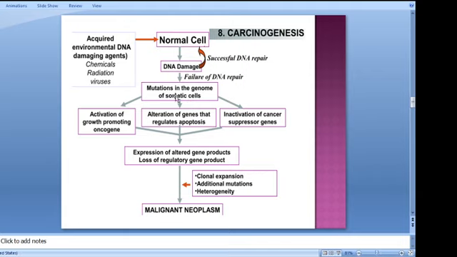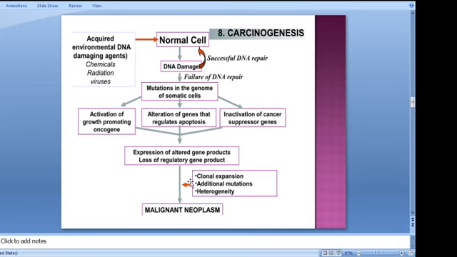There may be activation of growth promoter oncogenes, or altering of the genes that regulate apoptosis, and inactivation of cancer suppressive genes. They may happen. Then what will happen? The next step is expression of altered gene product and loss of regulatory gene products. That may lead to clonal expansion, additional mutation or heterogeneity. So this normal cell is turned into a malignant neoplasm.